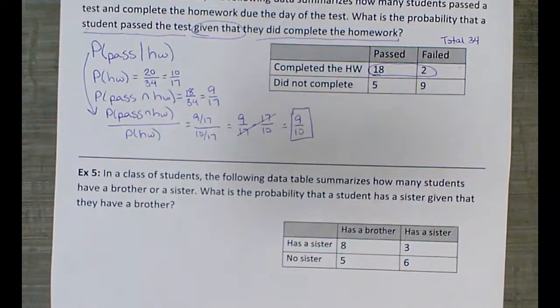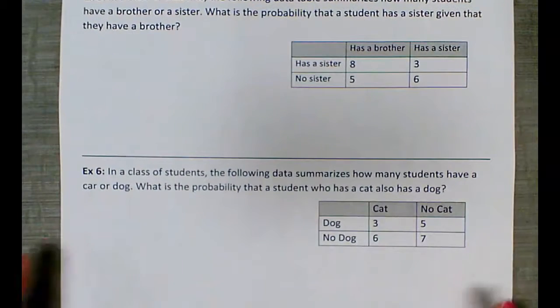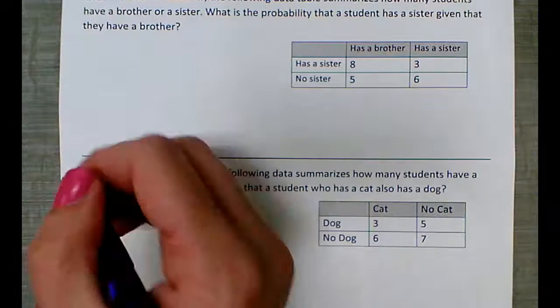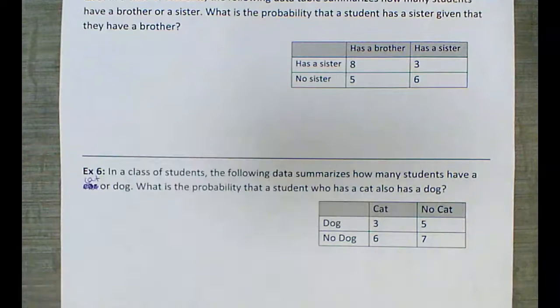Okay. We're going to skip example 5. We'll come back to it. I want you to look at example 6. It talks about pets, cats, and dogs. This says car or dog. That is wrong. Go ahead and cross it out. Put cat. I want you to pause your video and try example 6.